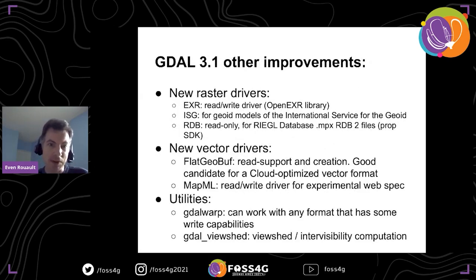Other improvements, so we have new drivers like the EXR one for high dynamic range images. We have one for geoid models and another one for the proprietary format by Regal. I'd like to draw attention to the FlatGeobuf vector driver, which handles reading and writing a new format, which is optimized in particular for cloud access. It uses Hilbert R-trees to enable fast bounding box spatial filtering, and it will also be mentioned in the talk I mentioned in the previous slide. GeoJSON-ML is a new candidate specification for W3C.